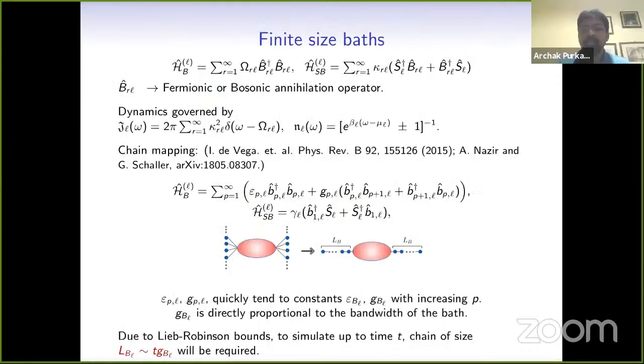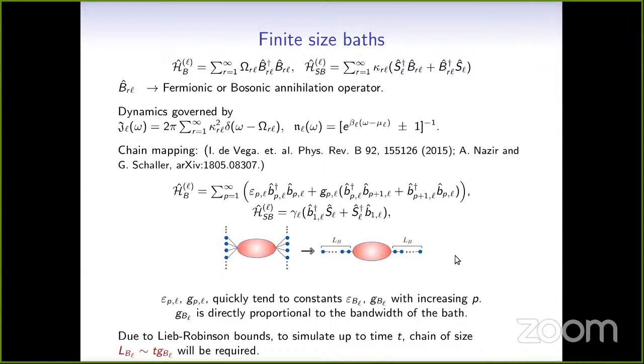So you have an infinite number of modes. If you exactly map this, this would not be a finite size chain. This would be a semi-infinite tight binding chain with the first site coupled to the bath, and that's an exact statement.